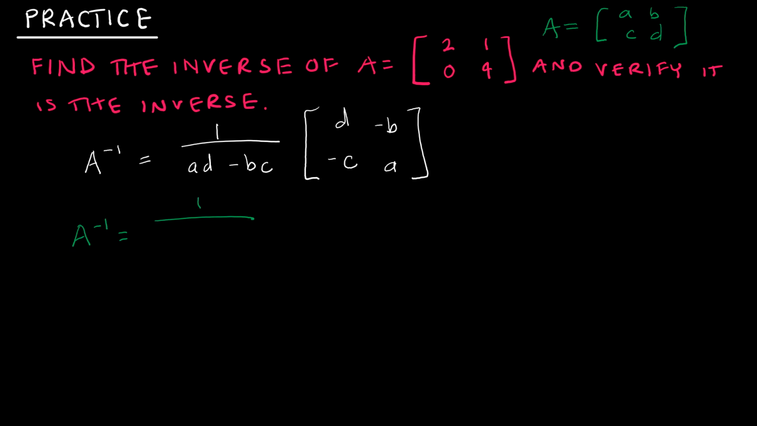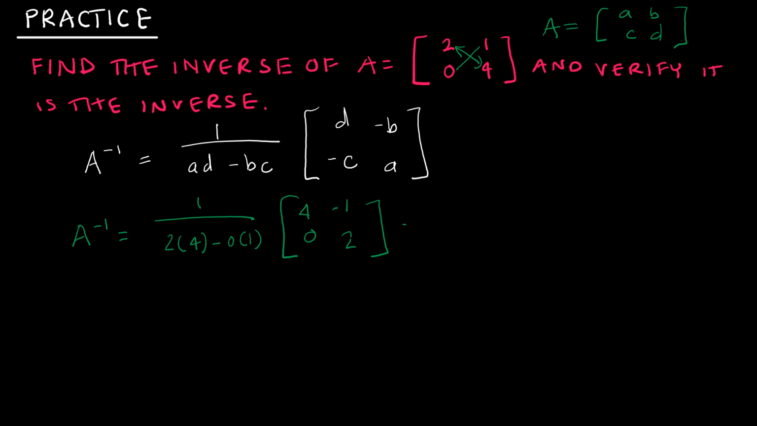So I'm just going to use this formula. I'm going to take 1 over, and then AD would be 2 times 4. I'll just go ahead and write 2 times 4 so we remember where everything came from. Minus 0 times 1. And then remember how I find this. I'm going to take these two and switch places. So the 2 and the 4 will switch places, and the 1 and the 0 will switch signs. So -1, and obviously there's no such thing as -0, so it's just 0.